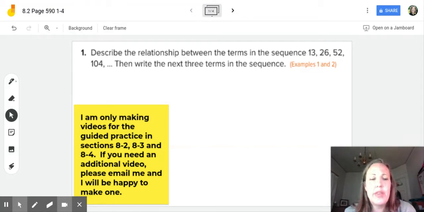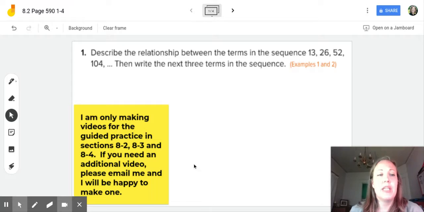And I wanted to tell you that I was looking at my viewership on YouTube, and I noticed it's way down for packet 2. All I can assume is that it's helpful to be using your textbook with the videos that are already embedded in the packet, and you have the answer key at the back of your packet. So from this point on, for sections 8.2, 8.3, and 8.4, I'm only going to be making videos for the guided practice in those sections. But if you need an additional video, there's something you can't figure out, you want to know more about, please email me and I'll be happy to make you a video. No problem at all, okay?